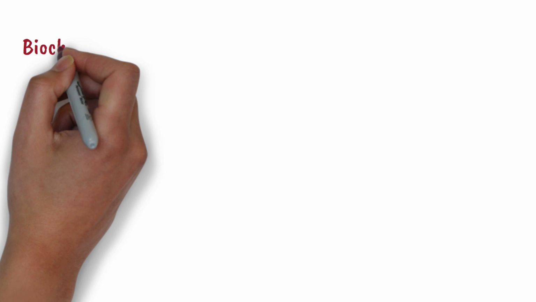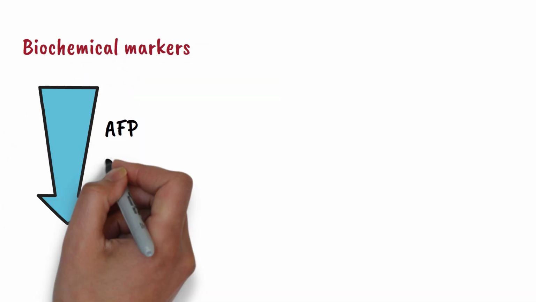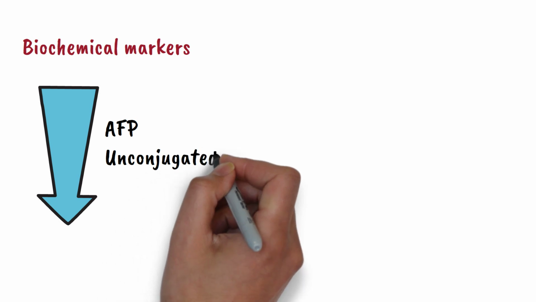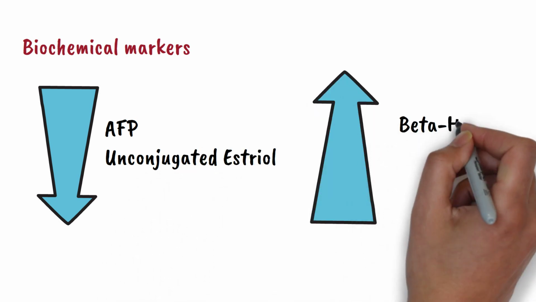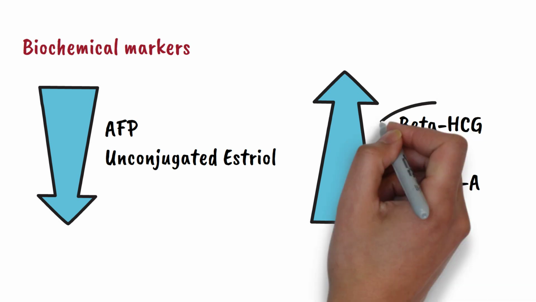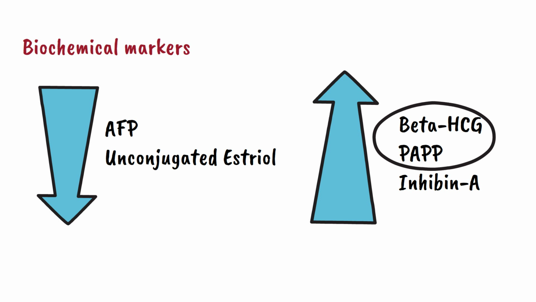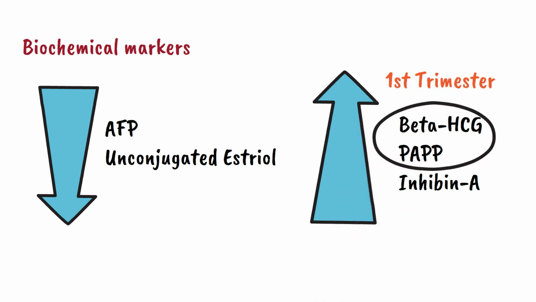Changes in biochemical markers include a decrease in alpha-fetoprotein and unconjugated estriol, and an increase in beta-HCG, pregnancy-associated plasma protein, and inhibin A. Changes in pregnancy-associated plasma protein and beta-HCG can be seen in the first trimester itself, and the changes of other markers can be observed in second trimester screening.